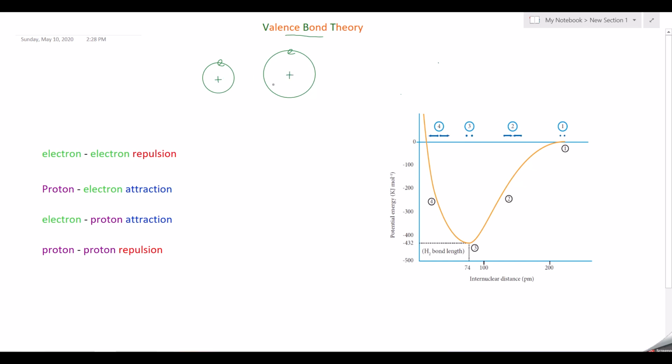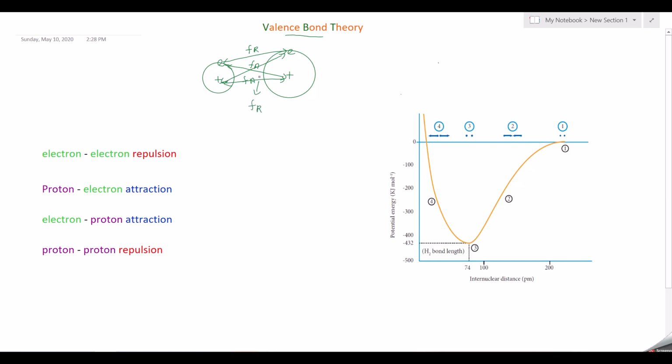So when these two atoms approach each other, this electron starts repelling the electron of the other atom. So there will be a force of repulsion. Now this electron will start attracting this proton. So there will be a force of attraction. And this proton will start attracting the electron of the other atom. So there will be a force of attraction. Now this nucleus will start repelling the other nucleus, that is this proton will start repelling the proton of the other atom. So there will be a force of repulsion.